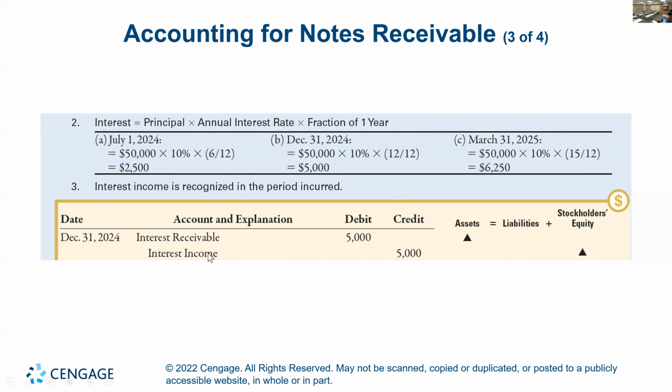Here we would have interest receivable. Then when they actually came and paid in C, they would pay us cash of $6,250. We could take off our receivable of $5,000, and then we still have $1,250 of the interest that was earned in this next period, which we would credit as our interest income.